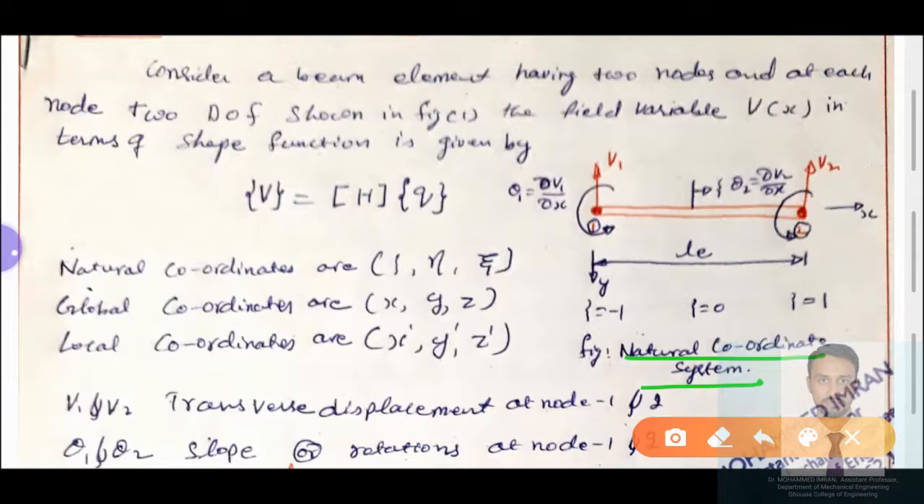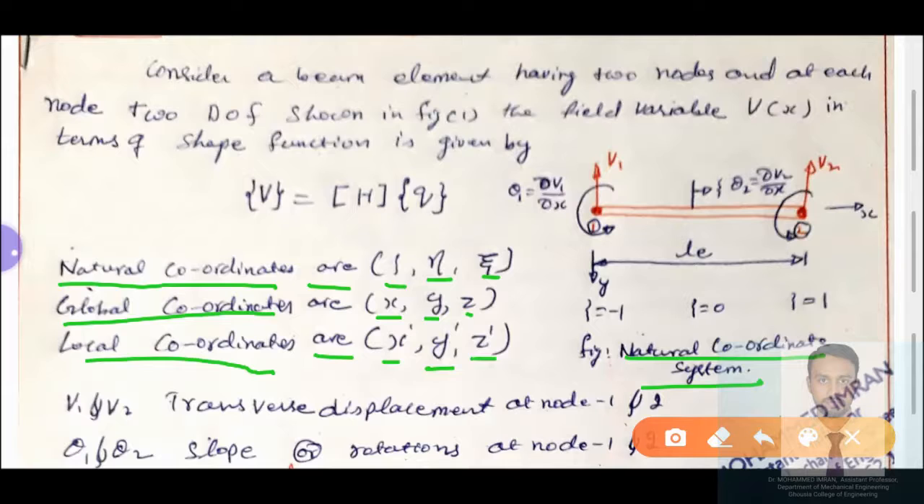We have learned this in module number 1 part B clearly. Just for brushing up, I have taken here natural coordinates, which are dimensionless characteristics: along the x-axis zeta, along the y-axis eta, along the z-axis xi. The global coordinate system we are well aware of: x, y, z for three axes. Local coordinates are x dash, y dash, z dash. These are the clear concepts we got in module number 1 part B last bit.